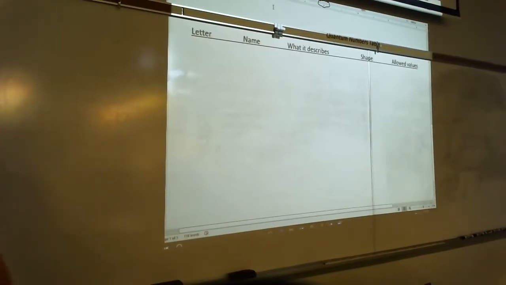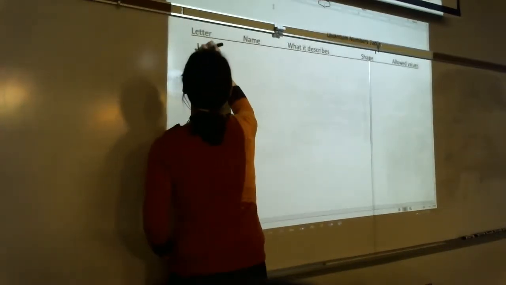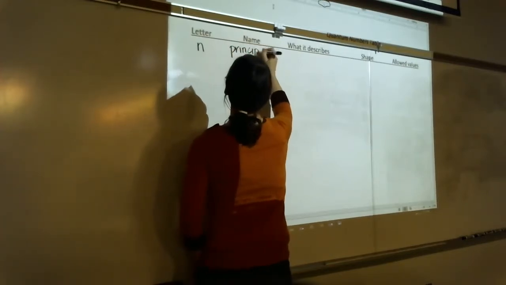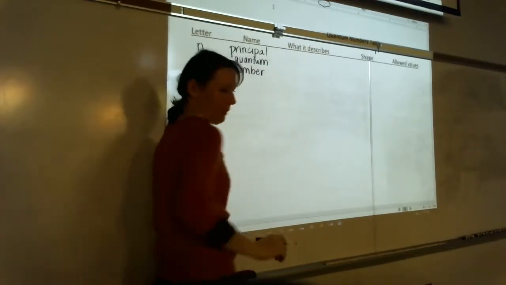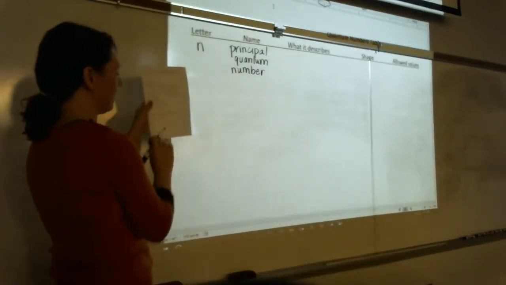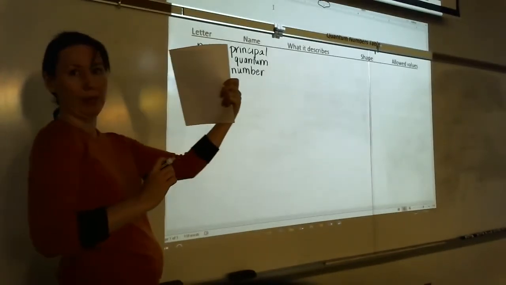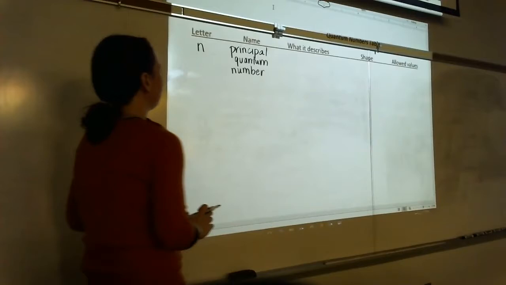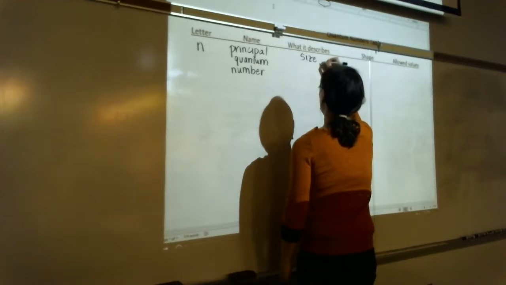Okay, so the first letter is called n, lowercase n. It is called the principal quantum number. I'm just going to tell you right now, I probably did not give you enough space on the bottom of your handout to fit all this, so you're probably going to need to go onto the back. That's why I left the back blank, because you're probably going to run out of room pretty quickly. It's called the principal quantum number. It describes the size of the orbital.